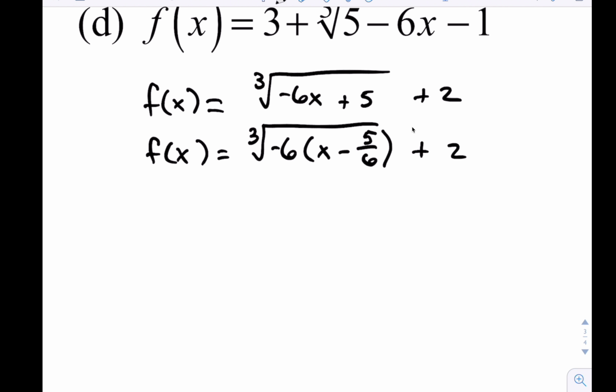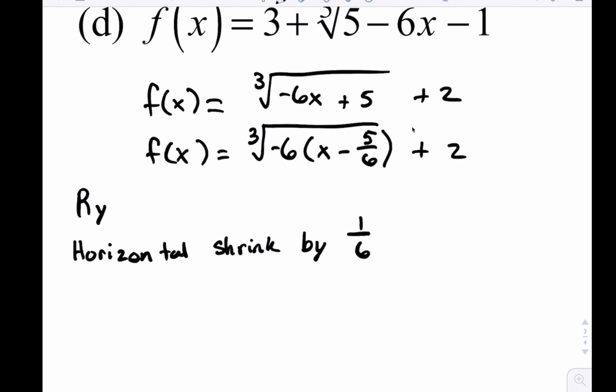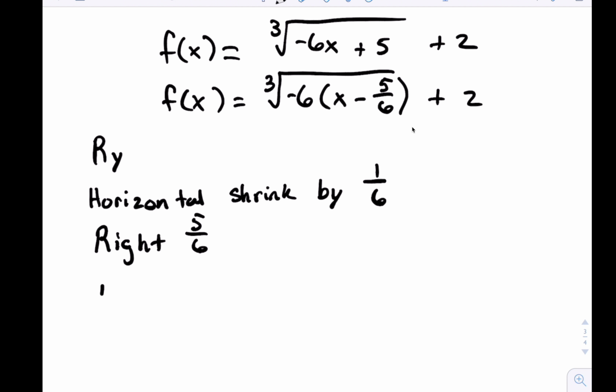Okay, so the negative on the inside is now a reflection over the y-axis. All right, we have a horizontal shrink by 1/6. I'm going to move this right 5/6, and then I'm going to move it up 2.